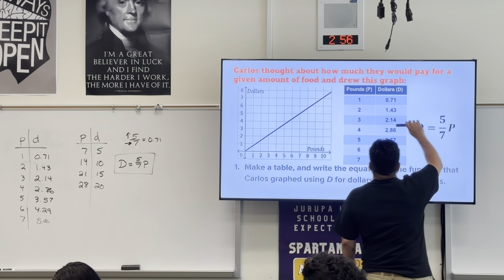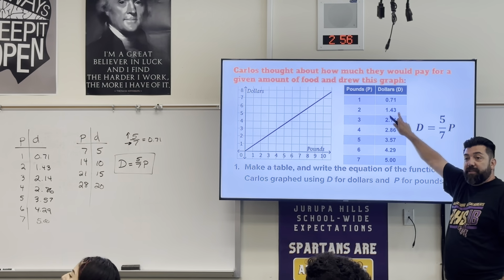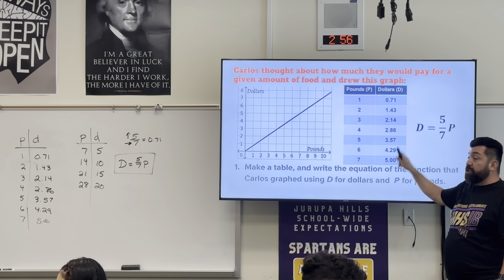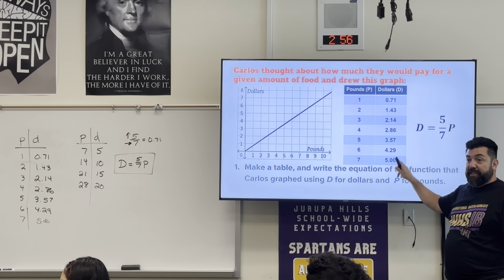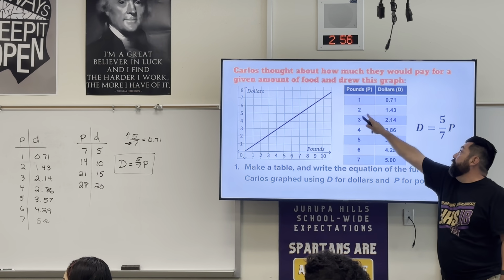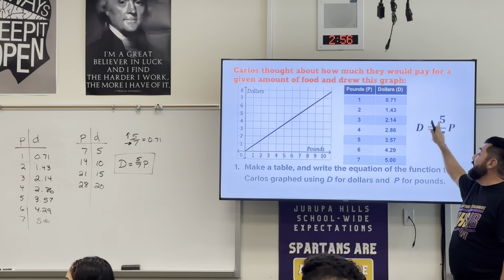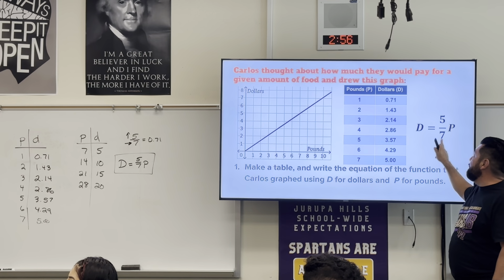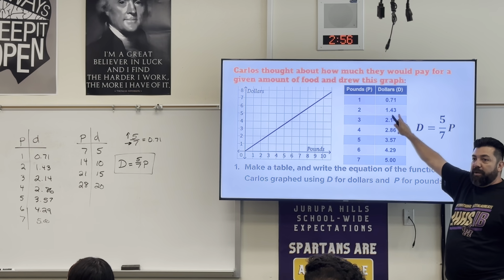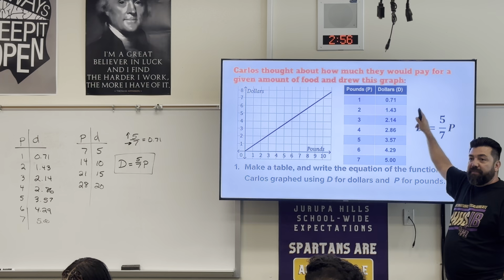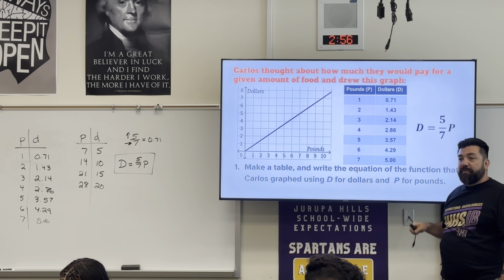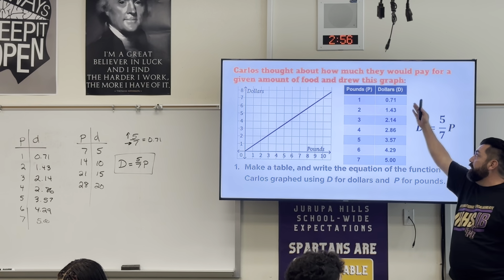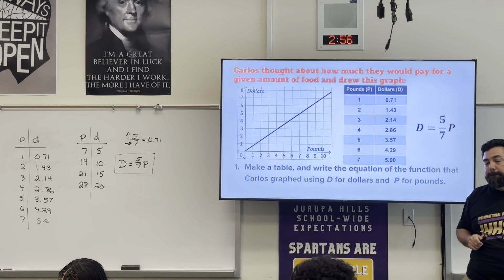You're talking about if there was another number that came after this? Yeah. In fact, all of these are rounded. These are all not perfect numbers. If you plug in 2 times 5 is 10, 10 divided by 7, it doesn't come out as a clean 1.43. There are numbers that follow after it. So all of these have been rounded to 2 decimal places because we're dealing with currency. Good question.